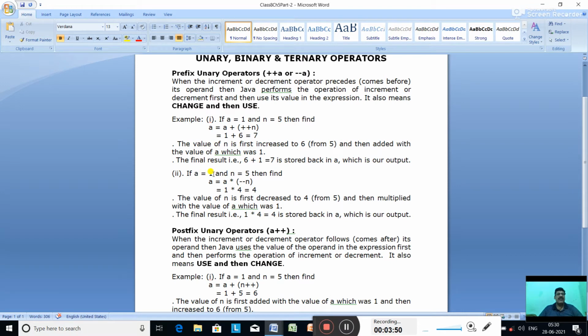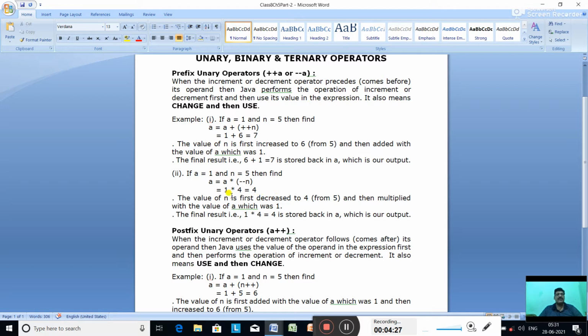Second example, if a equal to 1 and n equal to 5, then find a equal to a into minus minus n. So it is the decrement operator, prefix decrement operator. So first the value of n will be decreased by 1 and then after that the new value will be multiplied by the value of a. So a value is 1, n value is 5. The a equal to a into minus minus n. First minus minus n will take place. That means 5 minus 1, 4. And a value is 1. So 4 into 1, 4.